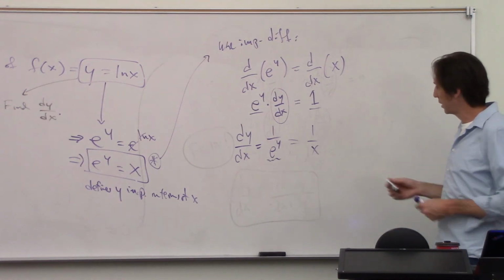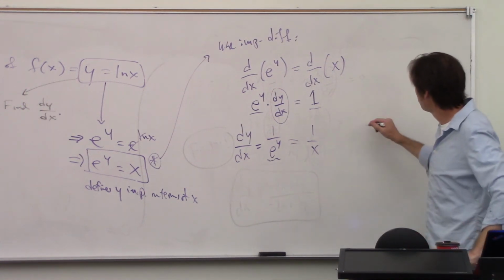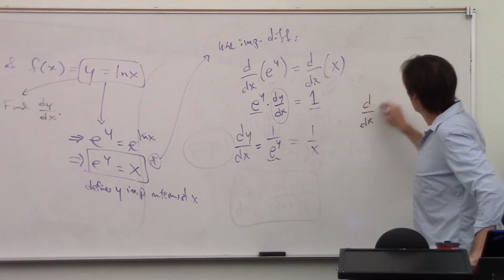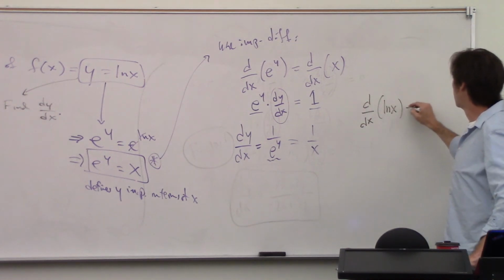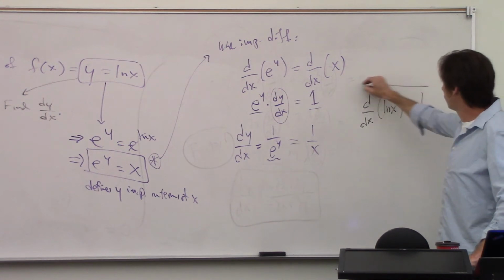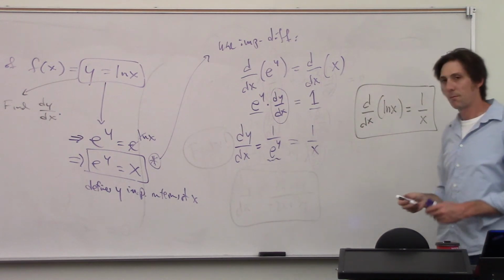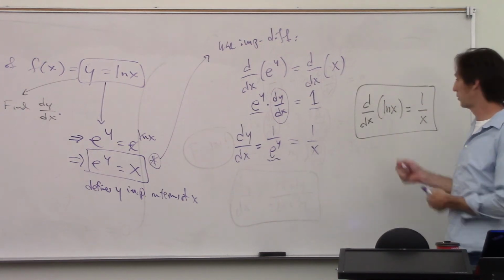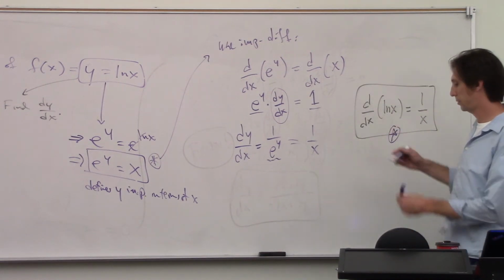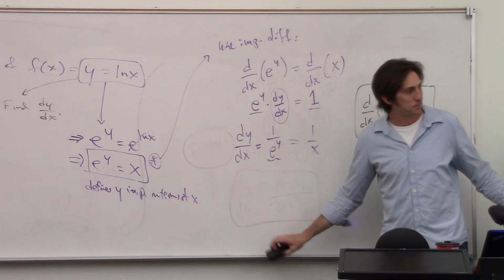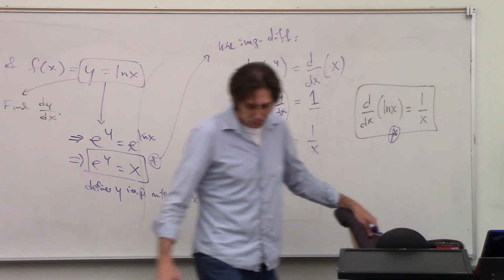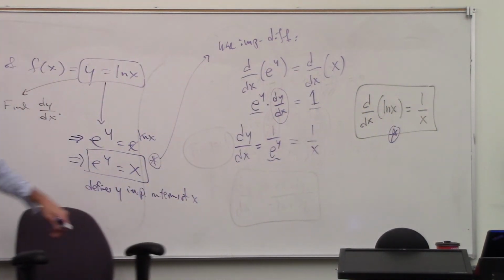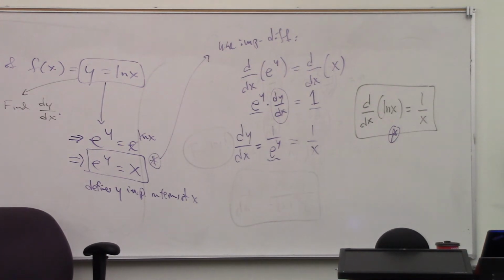All right, to write it down, here's what we should remember. d/dx of ln of x is equal to 1 over x. This is useful to remember. You should memorize it.